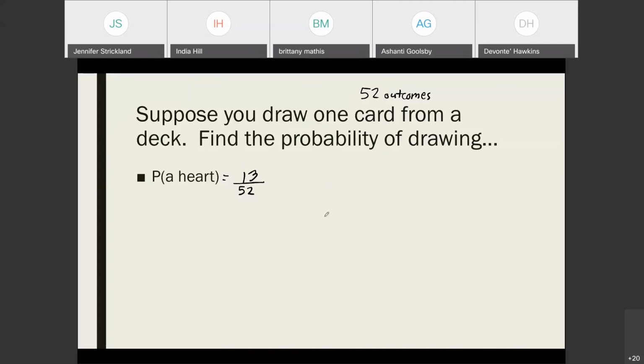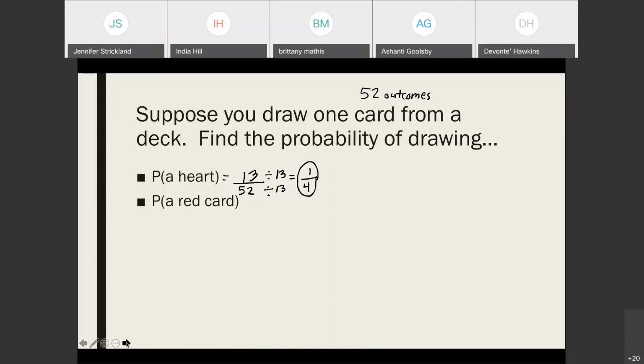And now I'm going to reduce. Again, the calculator is going to be my best option here to reduce, but if we don't have it or we don't know how to do it yet, I can divide top and bottom by 13. So 13 divided by 13 is 1. 52 divided by 13 is 4. Okay, so that's the first one. The probability of getting a heart is 1 out of 4.